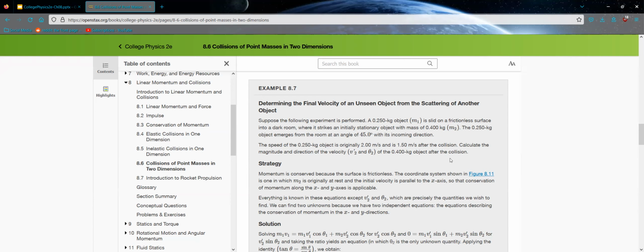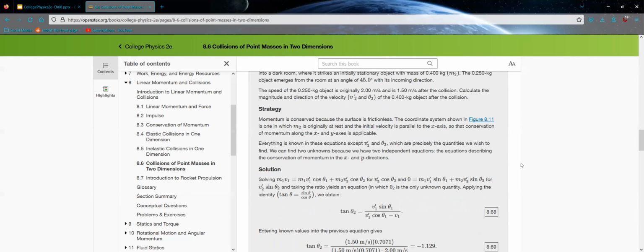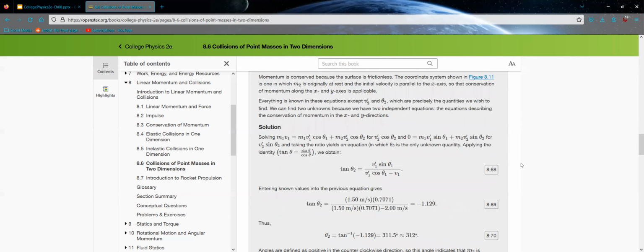So you put something into a box that you can't see, and it comes out at a different angle. What was the thing that struck doing to cause that change? Because you don't know what happens in the box. You simply know how it enters. You know how it exits. You know how big the thing in the box is. So what is the thing in the box doing to cause that particular outcome? Or can we figure out momentums, right?